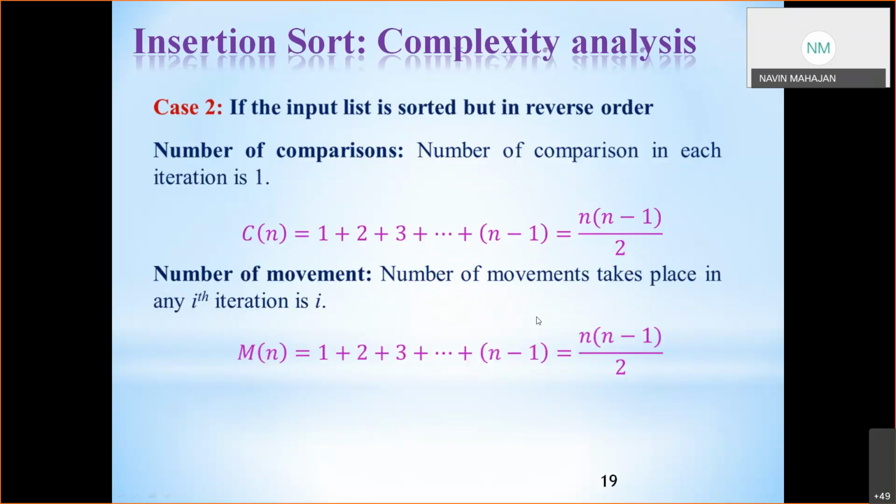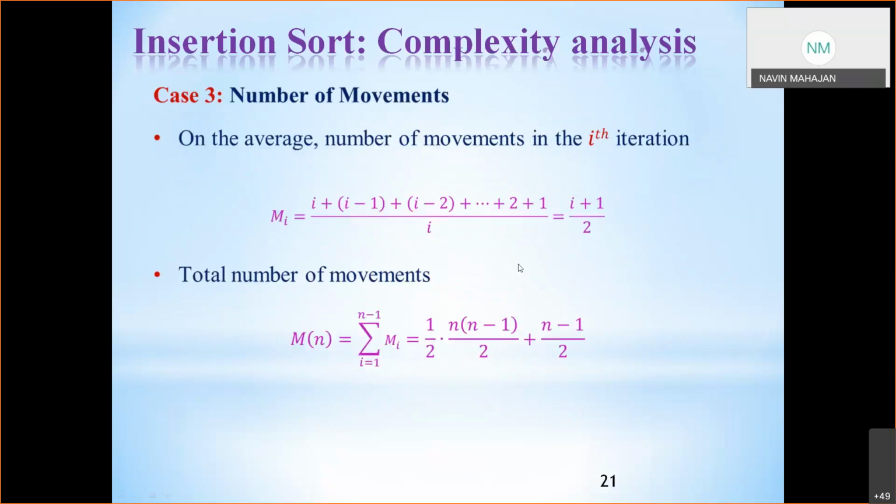If the input is in reverse order, then we have to compare every element. You have to compare 1, 2, 3, and till n minus 1, and those many swappings. Yesterday we have seen this one. So this is n into n minus 1 by 2, which will become n square minus n by 2. So the 1 by 2 and the n we have to remove. The higher weightage will be going to n square, so that's why we'll take only n square.